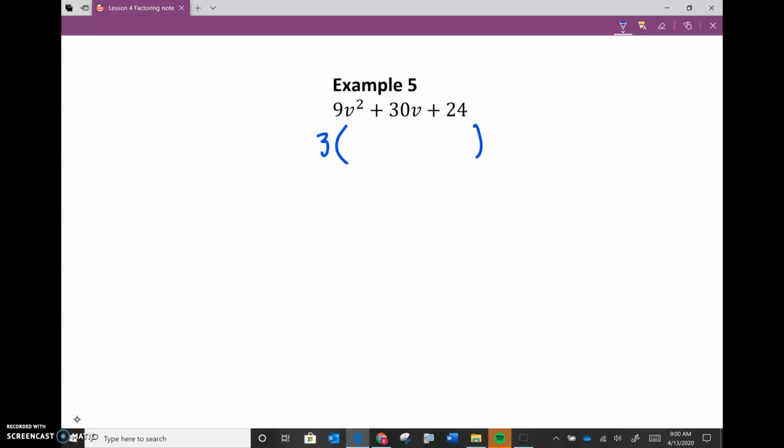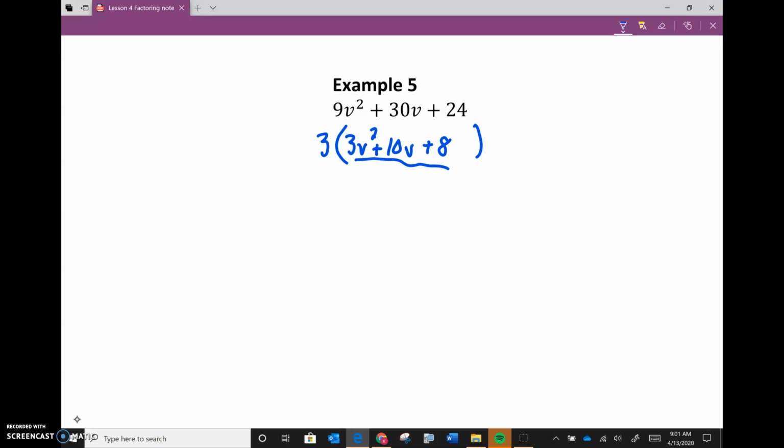So if I factor out my common factor of 3, 3 times 3v squared would give us our 9v squared. And then 3 times a positive 10v, that would give us our 30v, and then 3 times a positive 8, that would give us our 24. So once you factored that out, now if I take a times c, now we're only dealing with 24 versus if we didn't factor this 3 out, if I did 9 times 24, it's a much bigger number that you're going to have to try to find factors of. So it's always easiest if you factor out that common factor first.